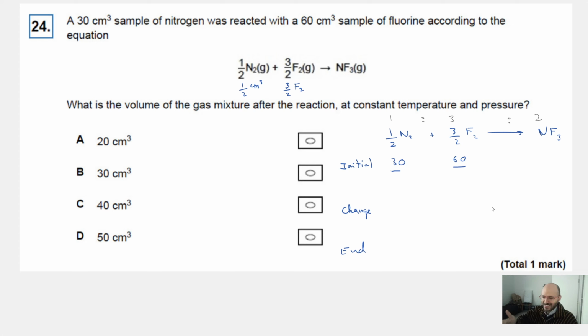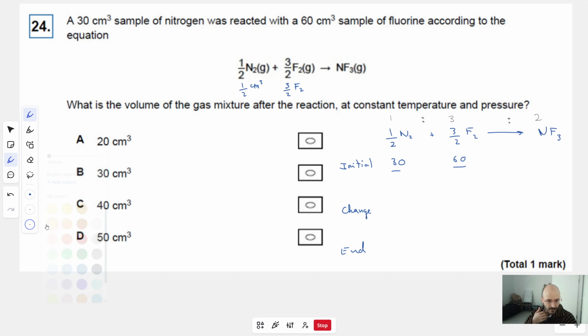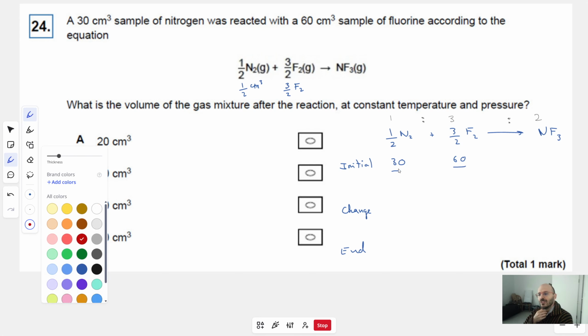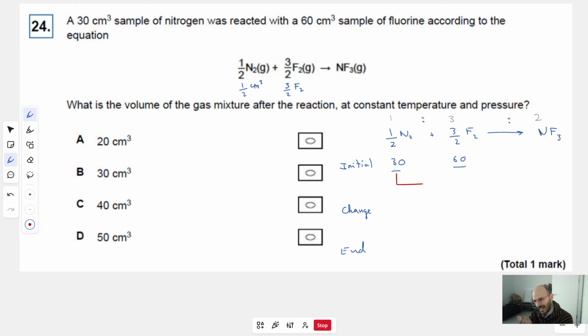Coming back to chemistry, so how do you work out which reactant is in excess? Well, you can do it like this. You see here you have 30 centimeter cube of nitrogen. So how much fluorine is needed to react with 30? Well, you need 3 times more. You need 90. But you only have 60. You don't have enough fluorine. That means fluorine is the limiting reactant and nitrogen is in excess.